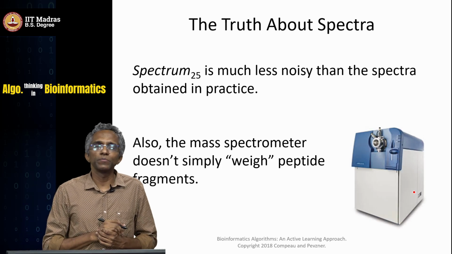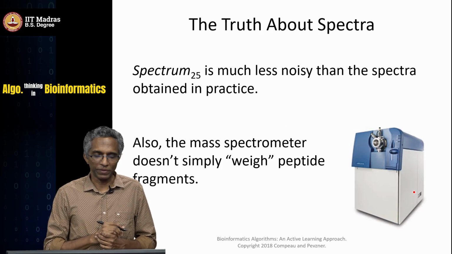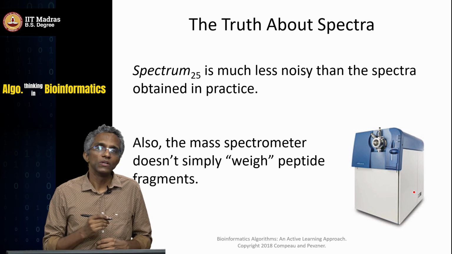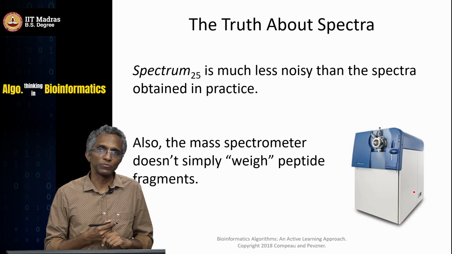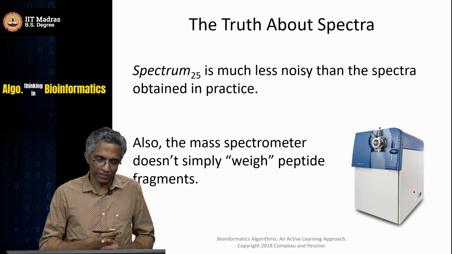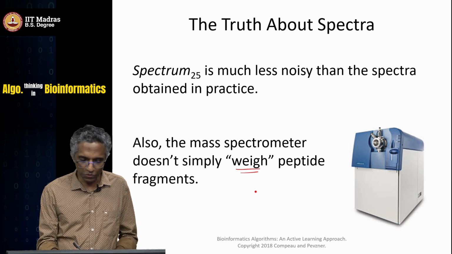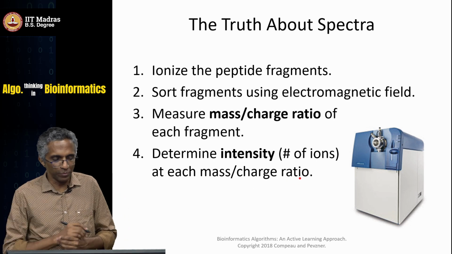Like we said, the real world mass spectra, the kind of spectrum that you obtain out of a peptide, is noisier than the spectrum 25 that we have seen. So, even though we are able to reconstruct tyrosine B1 from spectrum 25, real world data can be much noisier than even 25% errors. Okay. And then also, like I said, it does not simply weigh the peptide, it gives you not m but m over z. And what do we mean by that?